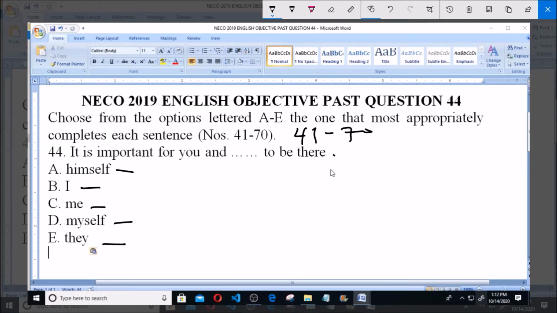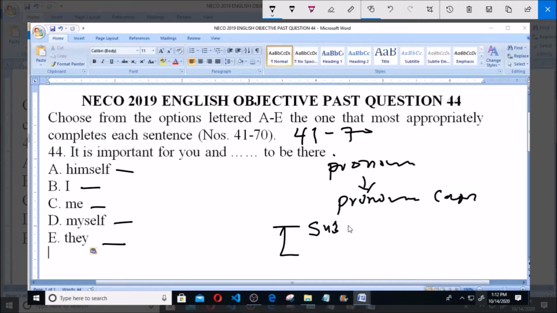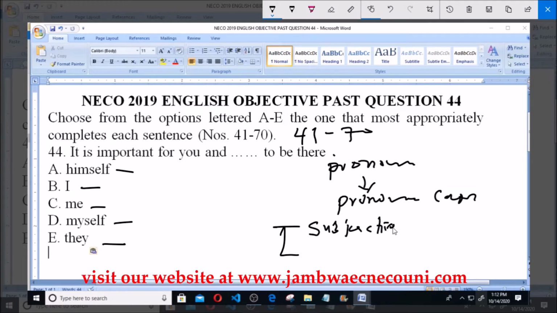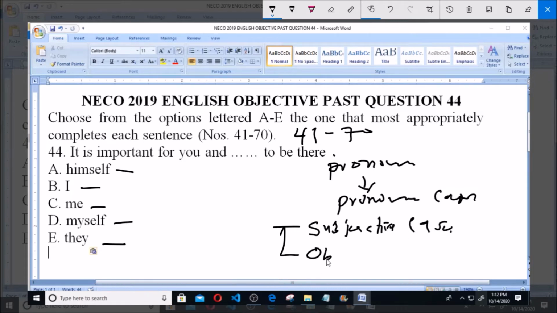Now this question is coming from pronoun. And remember, in pronoun we have what we call pronoun cases. Under pronoun cases we have what we call subjective case, and we have what we call objective case of pronoun. Now, it is important for you and dash to be here.